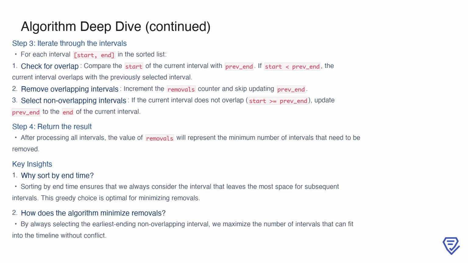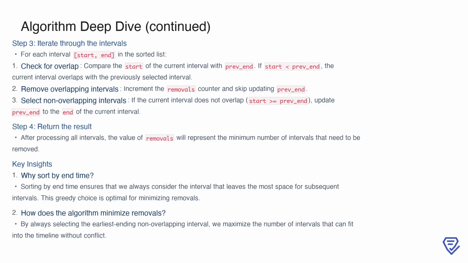On the other hand, if there is no overlap, meaning start is greater than or equal to prev_end, we update prev_end to the end time of the current interval. This signifies that we have included this interval in our non-overlapping set. Once all intervals have been processed, the removals counter will hold the minimum number of intervals that need to be eliminated to achieve a non-overlapping set.